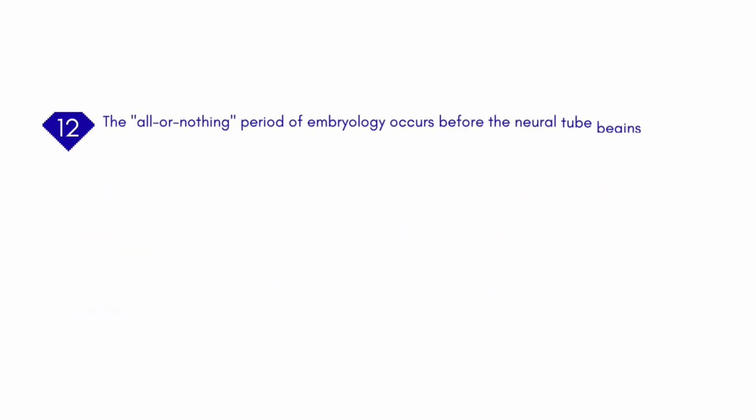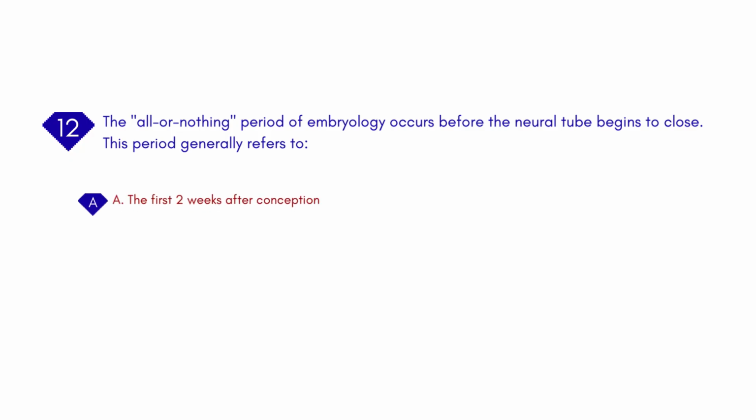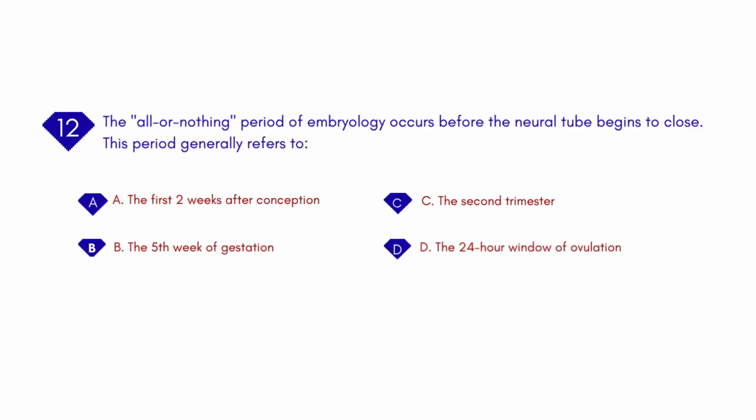The all or nothing period of embryology occurs before the neural tube begins to close. This period generally refers to A. The first 2 weeks after conception. B. The 5th week of gestation. C. The 2nd trimester. D. The 24-hour window of ovulation. Answer: A. The first 2 weeks after conception.